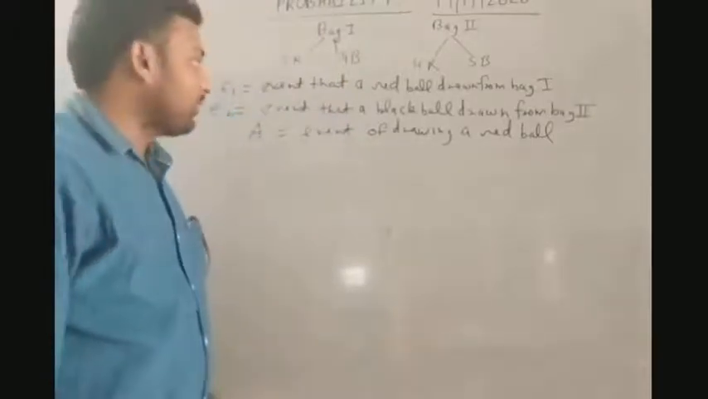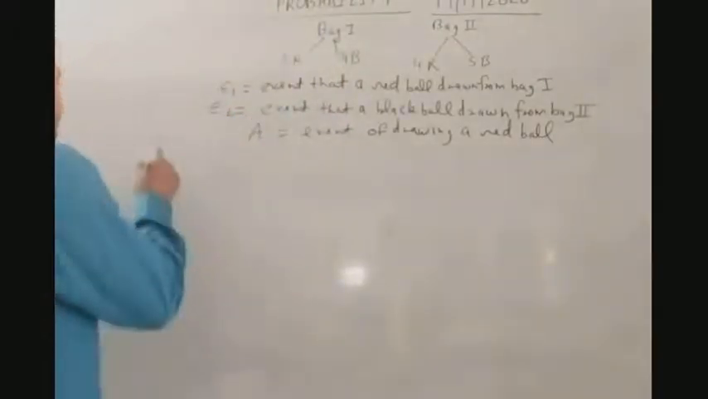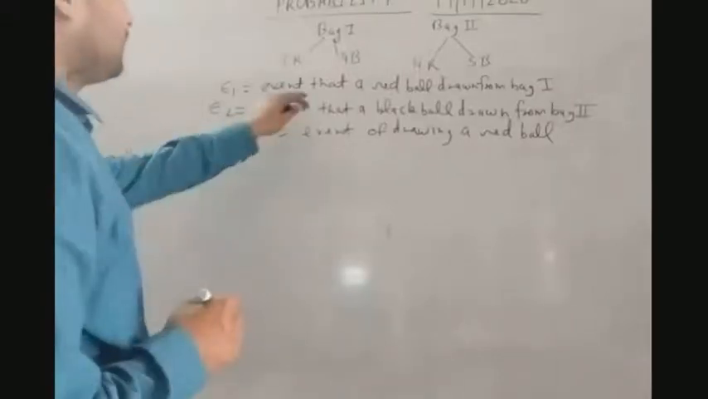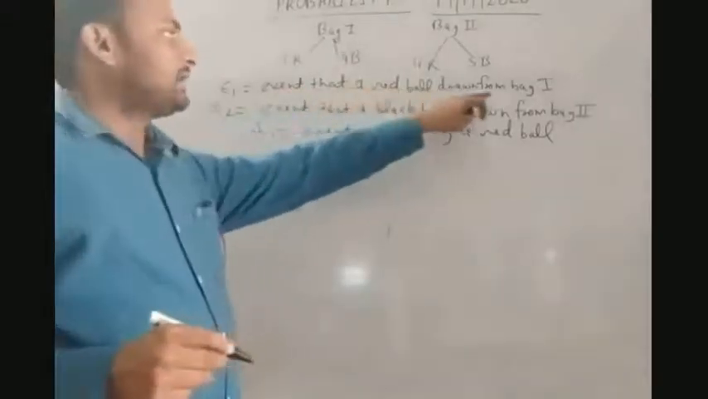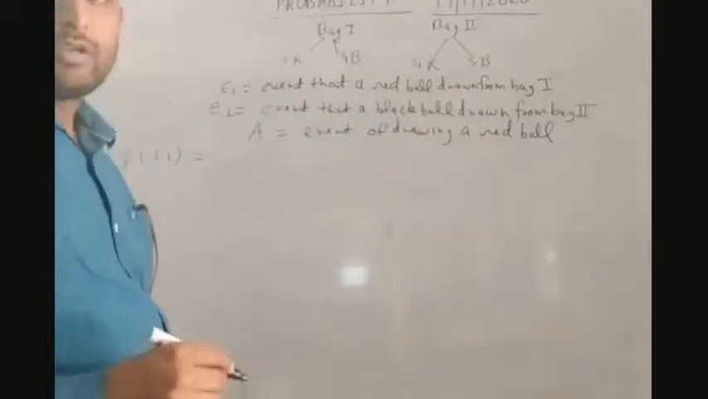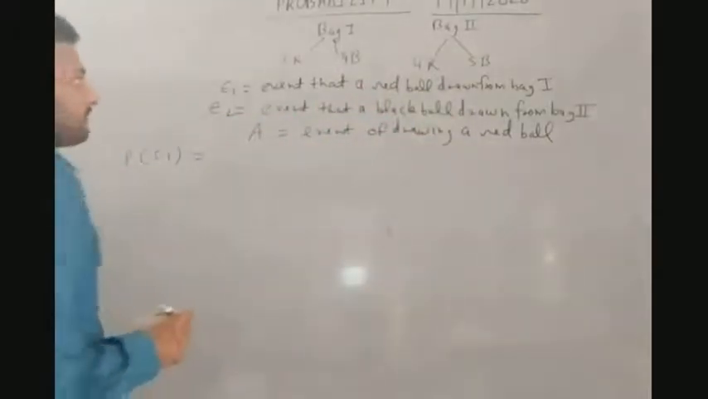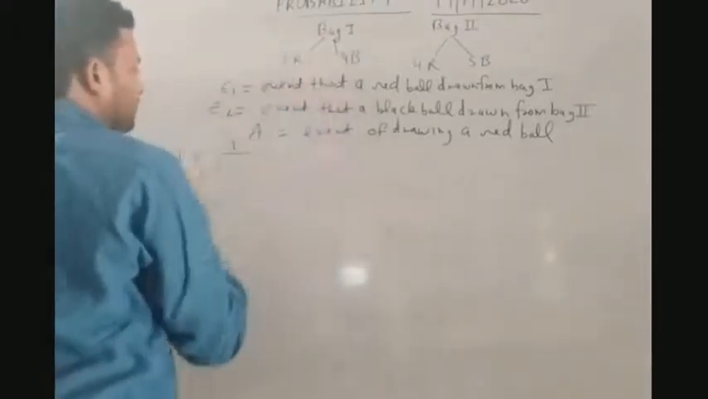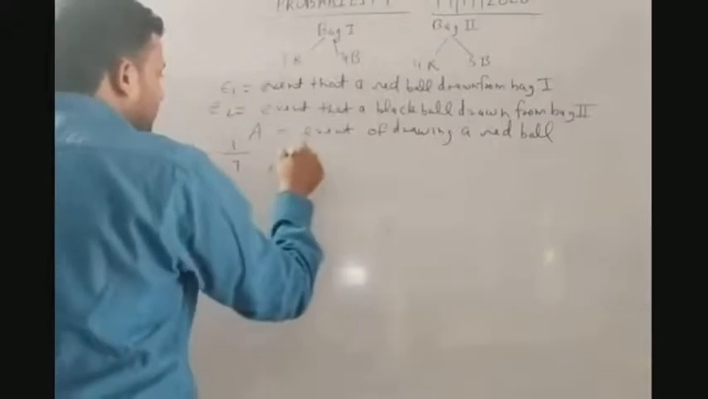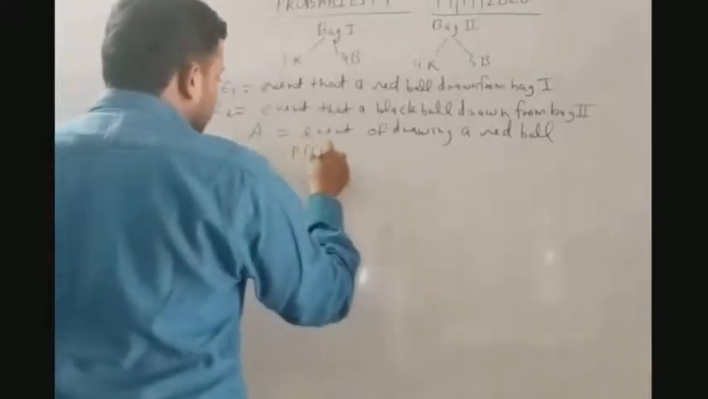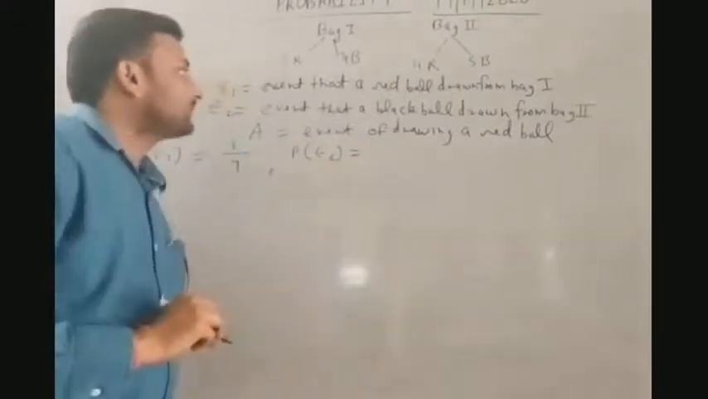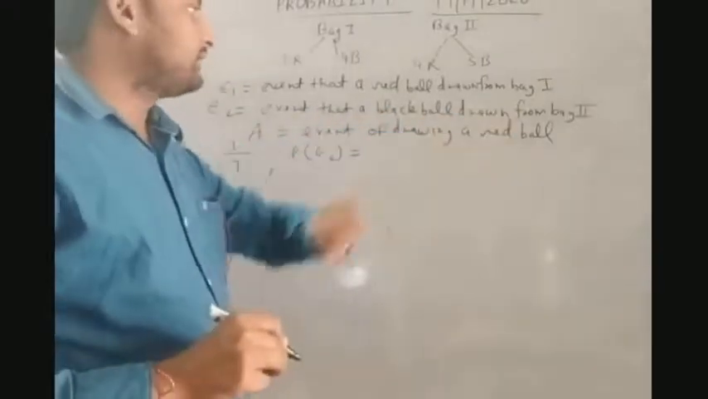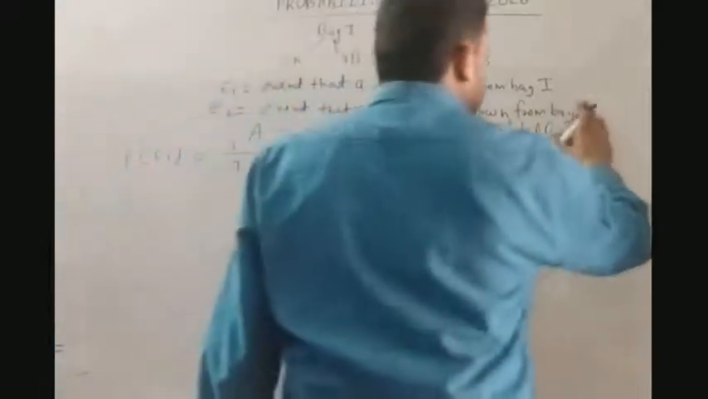Now we will find the probability of E1. Our E1 is the event that a red ball is drawn from bag first. So red is 3, but the total number of balls in bag first is 7. Now the probability of E2 is the event that a black ball is drawn from bag first.